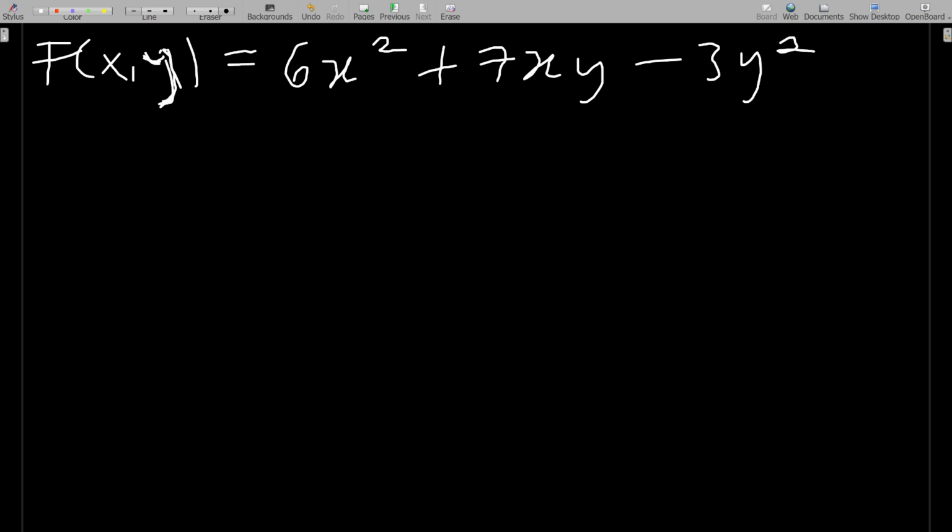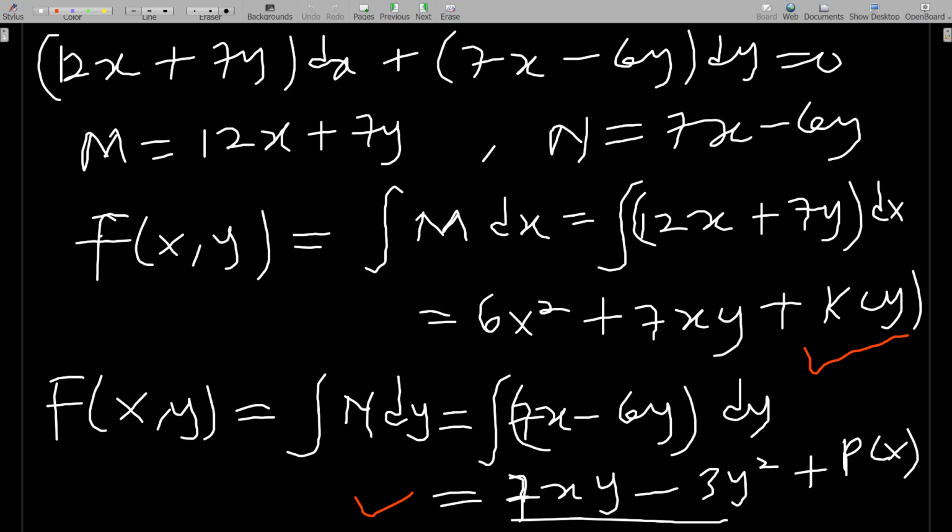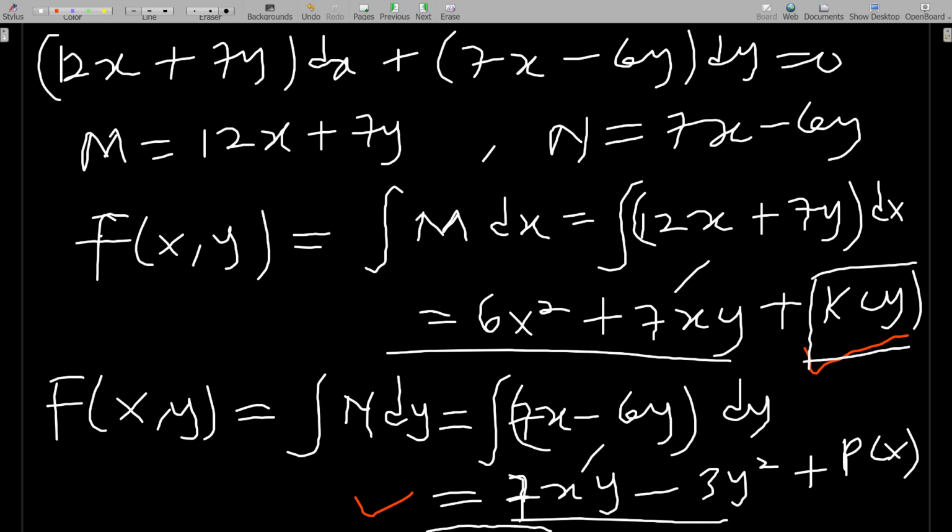So this is that, or like I said in the other one, you can compare these ones and realize that this function is the same as the one we've gotten down here. 7xy is here, 7xy is here. It means that when I come to the first equation, wherever I see k of y is the same as the function with respect to only y here, and I can put it there and then say that that's my f of xy.